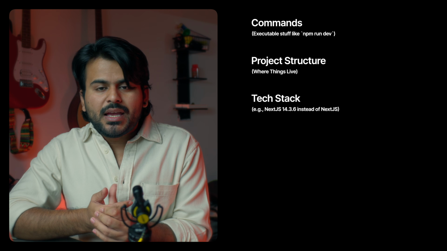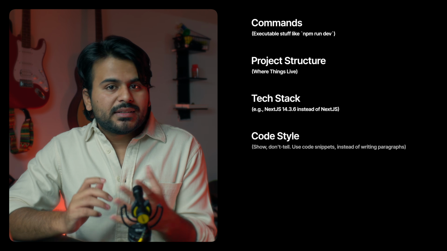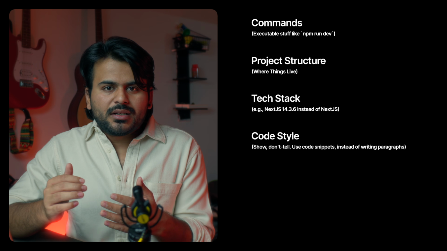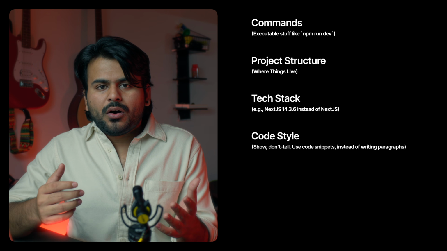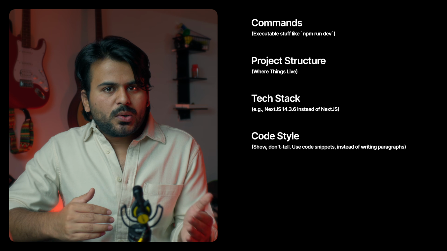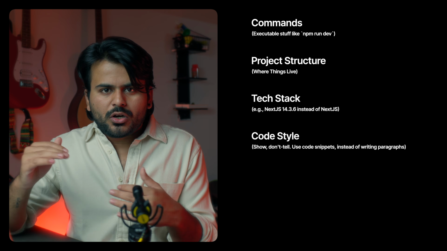The tech stack and the version. So you don't just say that you use Next.js in your project, you actually specify what version of Next.js you're using and whether to upgrade it or not. Code style. In this, you show instead of telling. So just write a snippet of code for the backend or the front end or the component of how the component is structured, how the route is structured, without actually writing out the entire component, just the overall wrapper of the component.